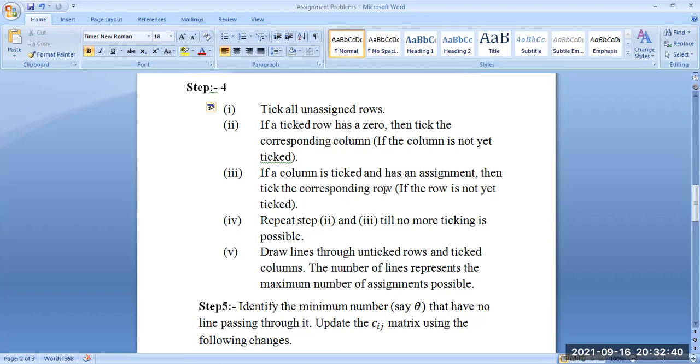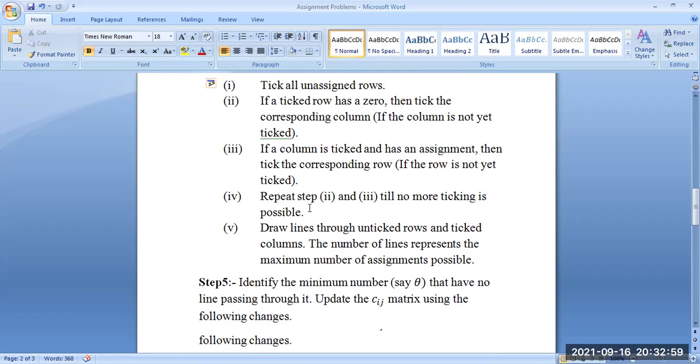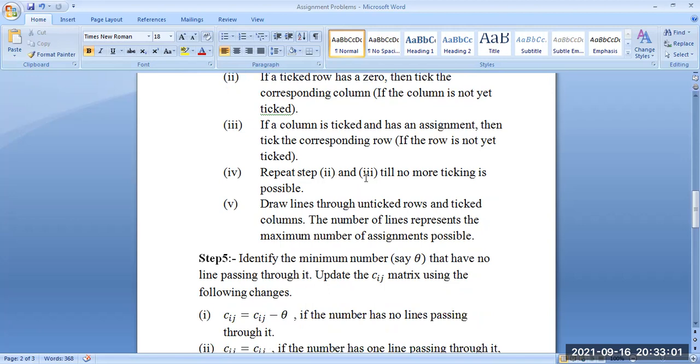अगर कहीं जिस कॉलम को हमने टिक किया, अगर उस कॉलम में देखेंगे कहीं असाइनमेंट हुई है, then we tick that row. लेकिन we are sure that if row is not yet ticked, अगर वो पहले टिक्ड है then it's okay, there is no need to tick. अगर वो टिक नहीं है then we tick that row. Repeat step number 2 and step number 3 till no more ticking is possible.